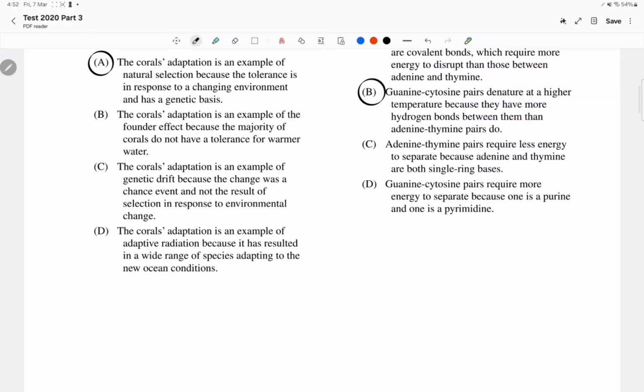So what makes C wrong? Because both of them have one. It's not about single ring or double ring, it's about the hydrogen bonding. G with C has 3 hydrogen bonds, A with T has only 2 hydrogen bonds. So you talked about this last lesson.